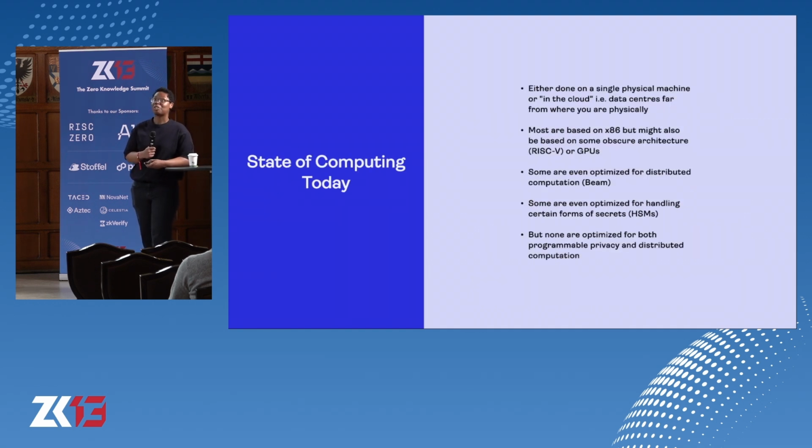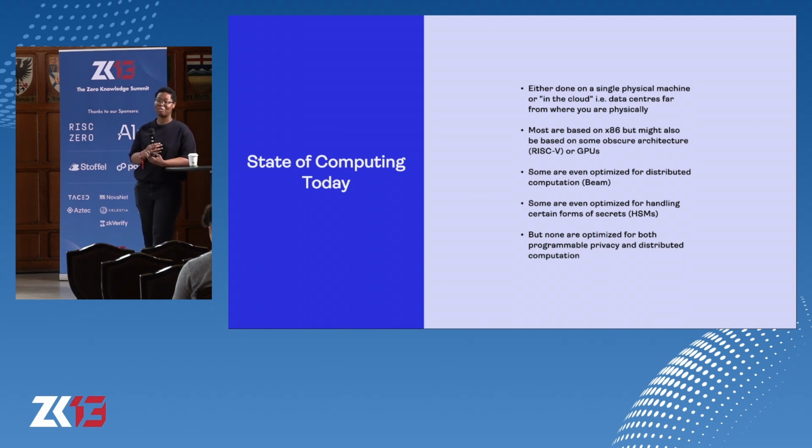And then the state of computers in general, how we've been building hardware for computers. Most people have a computer in their phone, and it's usually on a single device. Most of it is based on some form of x86 architecture, but there are newer architectures coming out, like RISC-V, and even GPUs, which are still a singular device. And there are some optimized for distributed compute, like BEAM.